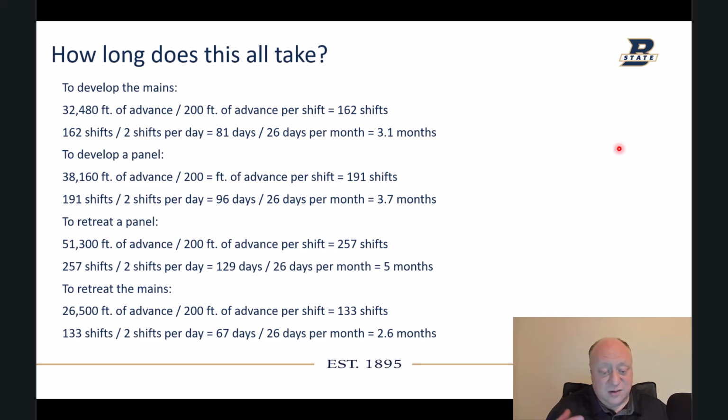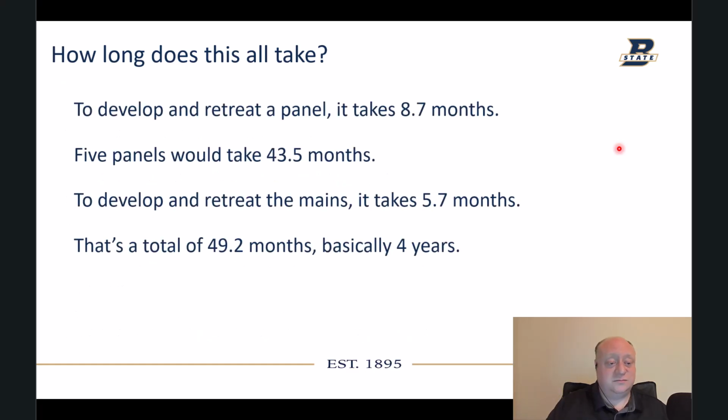So to retreat the mains, that's 26,500 feet of advance, which is equivalent to 133 shifts, which is 67 days or 2.6 months. So that's how long it takes to do basically each individual part, right?